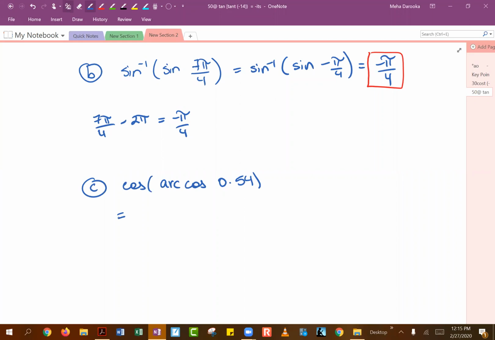Yeah, because cosine has a range of negative 1 to 1, so that should become the domain for the arc cosine. So your 0.54 is well within that range, right? So you can actually solve this. And what did you get as your answer? You didn't finish it? No. Okay, sorry. Yeah, it is going to be 0.54 because since it's within the range, you're safe.